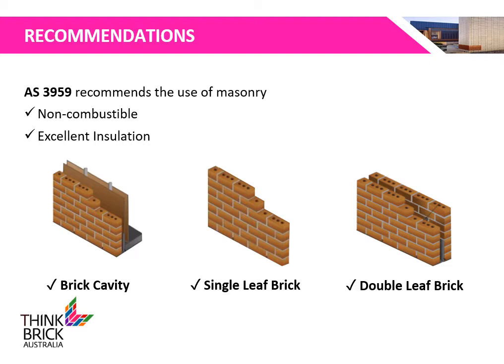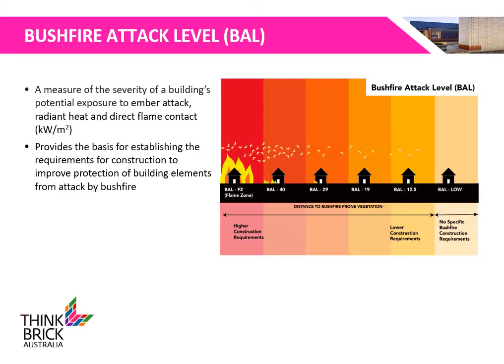AS 3959 recommends the use of masonry, as it is non-combustible and has excellent insulation properties. For walling, brick cavity, single-leaf brick, and double-leaf brick shall be used. The bushfire attack level is a measure of the severity of a building's potential exposure to ember attack, radiant heat, and direct flame contact, and is measured in kilowatts per meter squared. It provides the basis for establishing the requirements for construction to improve protection of building elements from attack by bushfire.